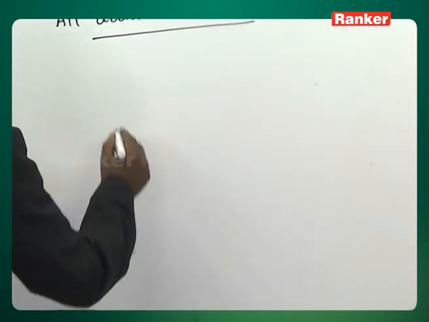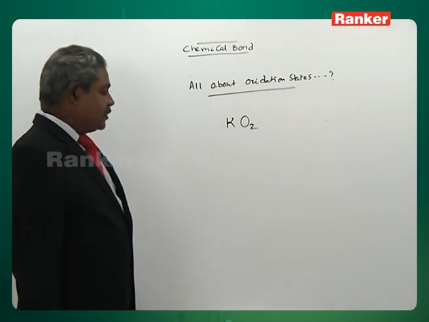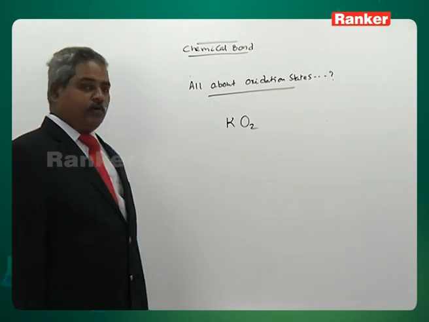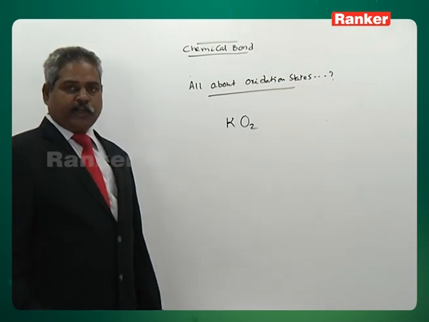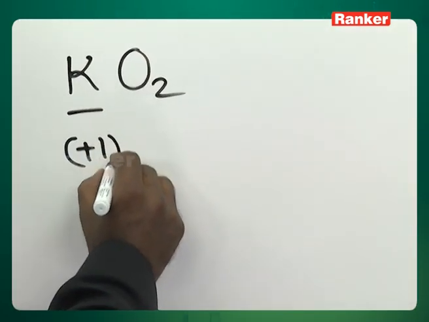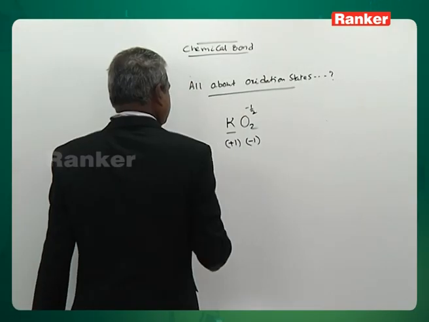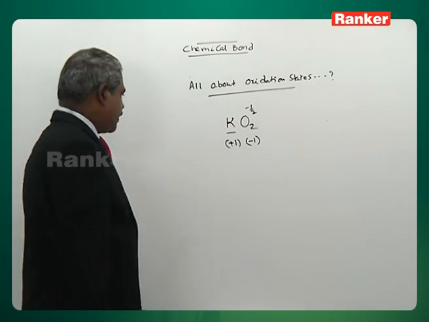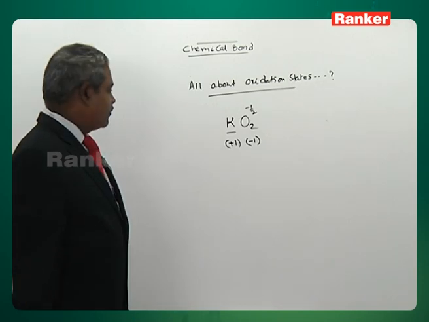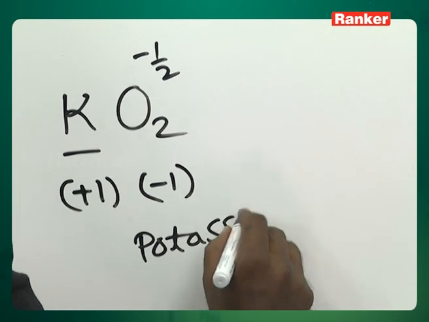Now, what is the name of KO2? The name of an oxygen compound depends on its oxidation state. KO2: what do you know about K? First group, potassium, fixed. So potassium is always plus 1 and 2 oxygens together minus 1, each oxygen minus half. So oxygen got minus half because potassium is willing to lose only one electron. It doesn't give more than one electron. Therefore, it is potassium superoxide.